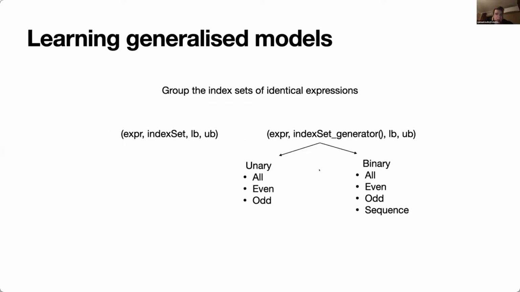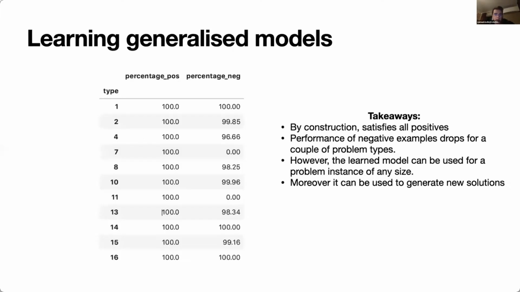Okay, so here again we have a grammar for these index set generators. For unary, we considered all of them, even and odd numbers, and for binary, we have something similar, but we also have the sequence, so that we're looking for constraints between x1 and x2, x2 and x3, x3 and x4. And so this constraint must hold between all of these. I'll come back to a shortcoming here in the future work section.